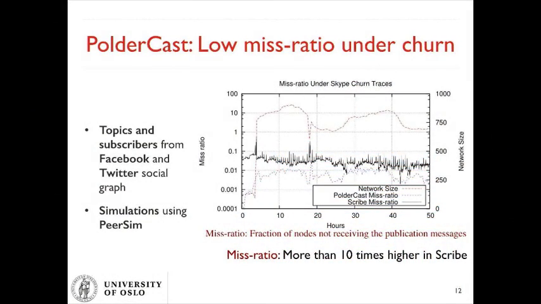Just to give you a snapshot of the result, we compared the miss ratio using Twitter and Facebook data, and we introduced churn from Skype churn traces. We show that it performs at least 10 times better in terms of miss ratio compared to Scribe, a popular topic-based PubSub system built on Pastry. It relies on the churn handling of Pastry, and it does not do a good job of repairing the overlay when nodes are leaving and joining.